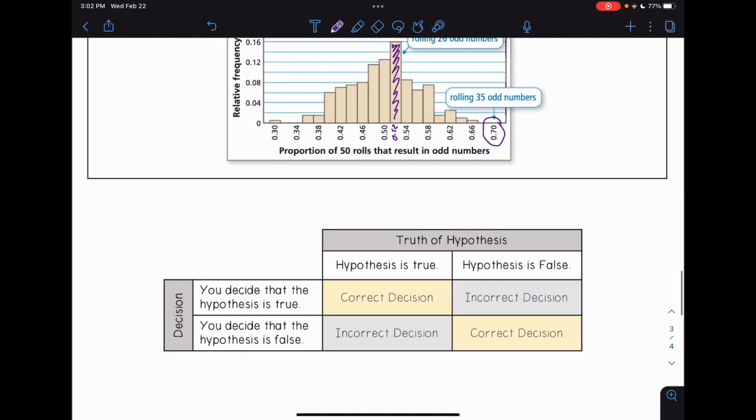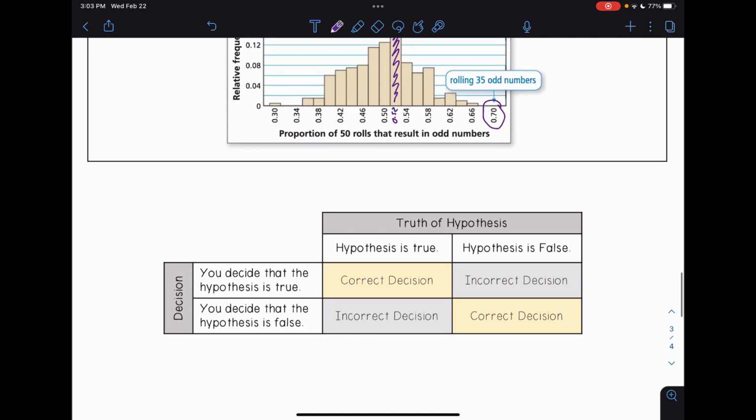So when analyzing hypotheses, there are conclusions that may or may not be correct. So this table summarizes the incorrect and correct decisions that could be made about a hypothesis. So first decision, you decide the hypothesis is true, and the hypothesis is true. That's a correct decision. Sometimes you may decide the hypothesis is true when it's actually false, so that's an incorrect decision. On the flip side of that, you may decide the hypothesis is false when it's actually true, so that's incorrect. And you decide the hypothesis is false when it actually is false, and so that is a correct decision.